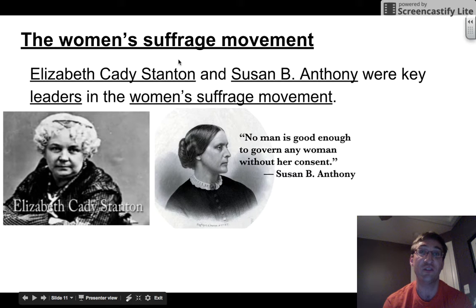In the women's suffrage movement, there were two key leaders. Elizabeth Cady Stanton, here she is, and Susan B. Anthony, here she is. They were key leaders in the women's suffrage movement. Susan B. Anthony says, "No man is good enough to govern any woman without her consent. Women are independent people who deserve respect in society."